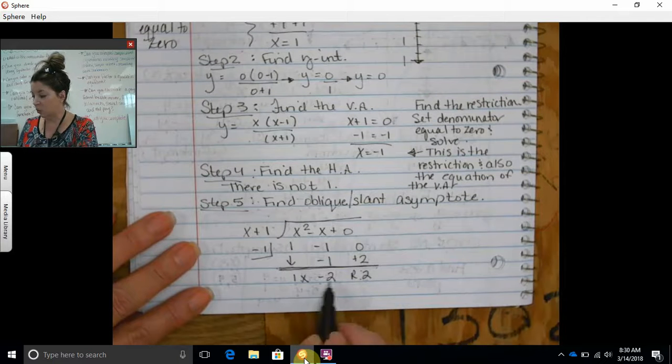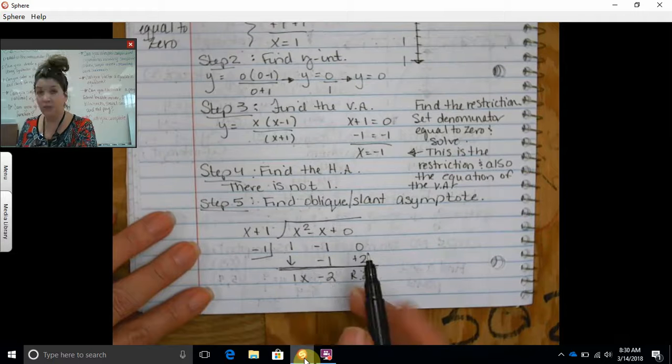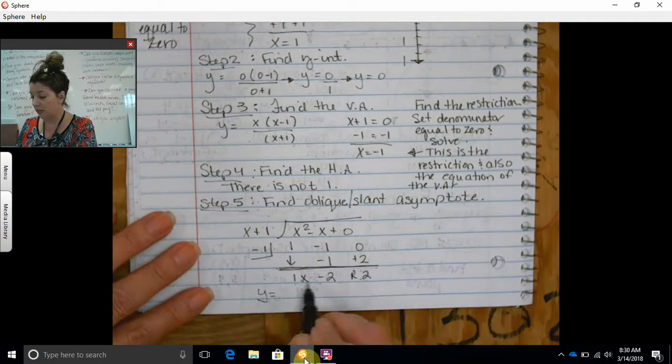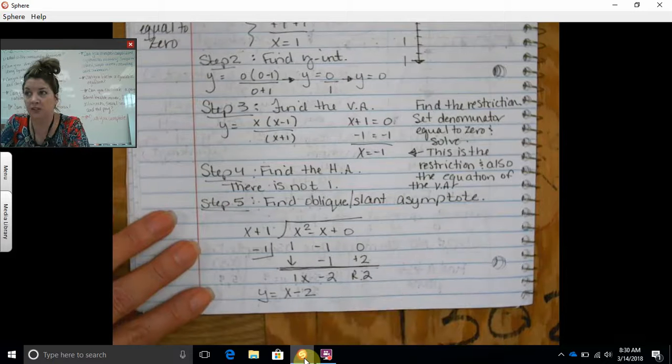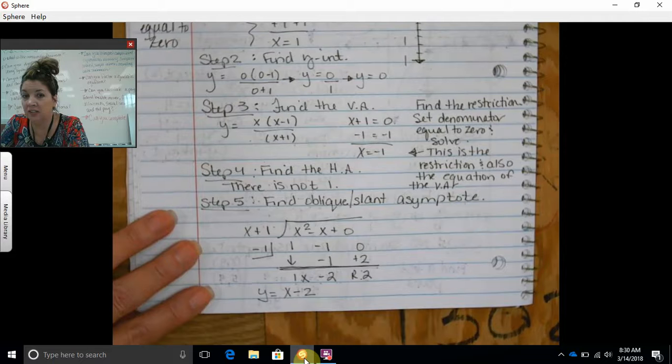It said the quotient will give us our equation, and it's linear, okay? So if you want to think about it as y equals, it's going to be x minus 2, and it said ignore any remainder. So that is the equation of the line. It's not vertical, it's not horizontal. It's just a regular old line.